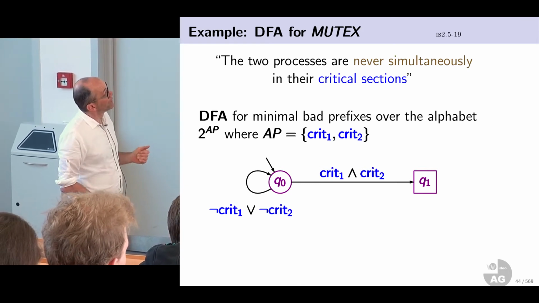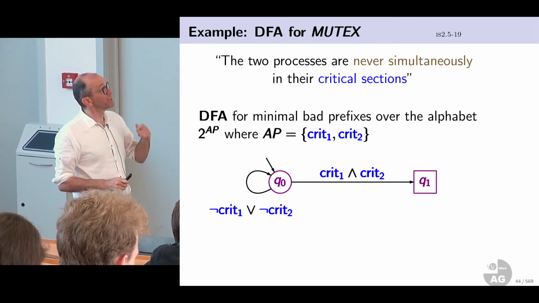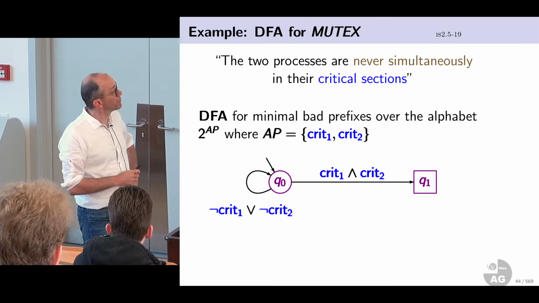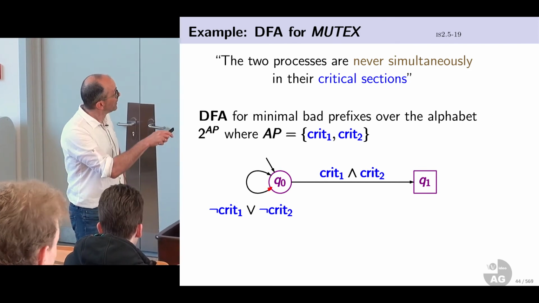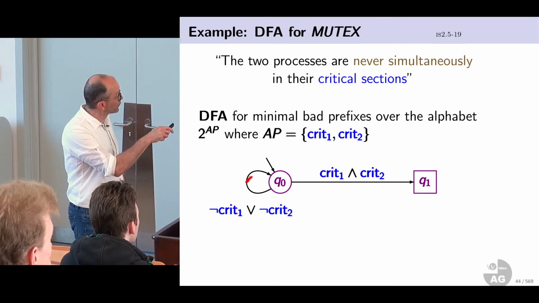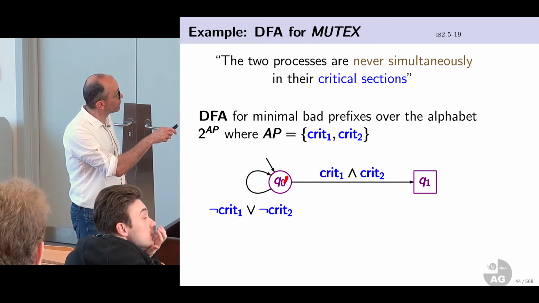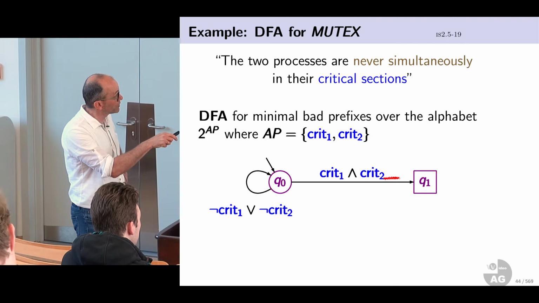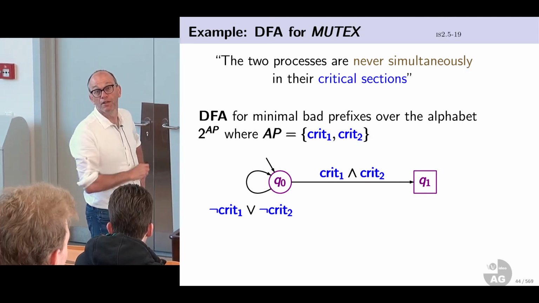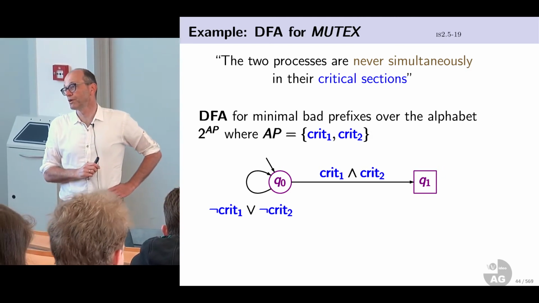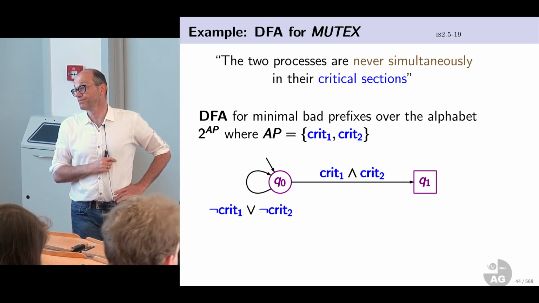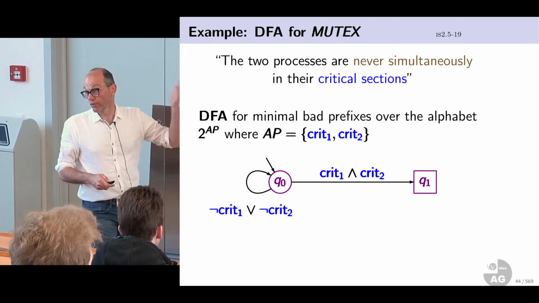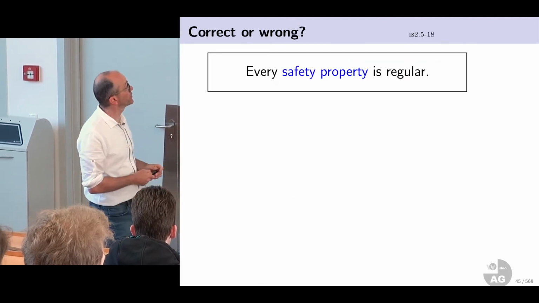So this is an invariant. It says it's never the case. So that means that my bad prefix automaton looks as follows. If only one or none of the processes is in the critical section, we stay in this state. But as soon as both processes are in the critical section, we move to that bad state because that's the situation that we typically would like to avoid. Good. So this is also a regular property because it's just an invariant.